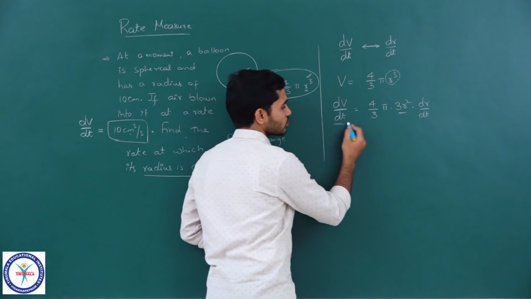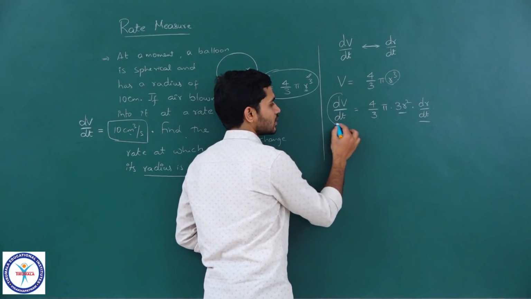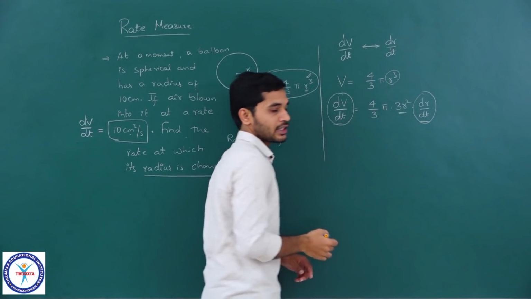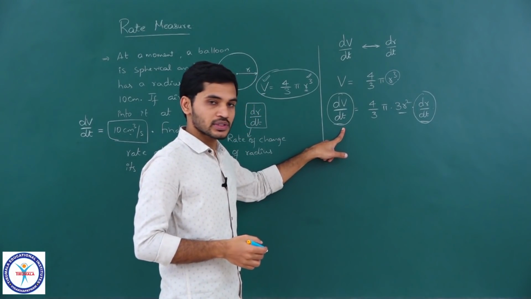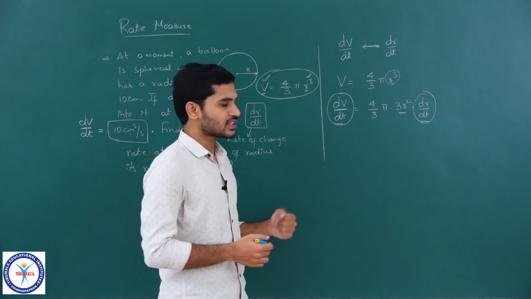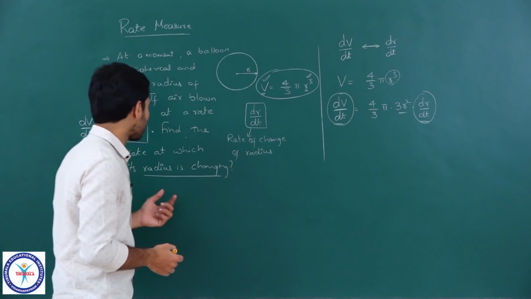So that is the expression which we would be getting. Now you can see here, I have a relation between dV by dt and dr by dt. This is given to us and this is what we should calculate, clear? So the rest is just substitution. Let us substitute the values given to us.